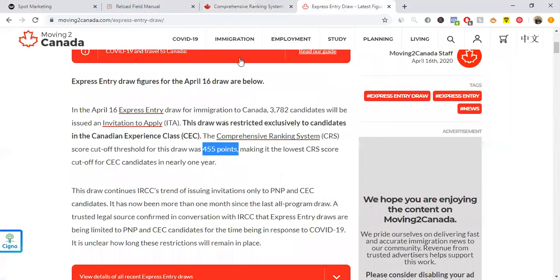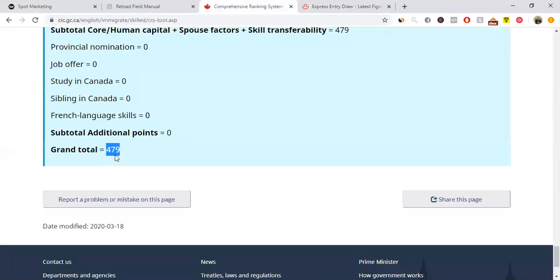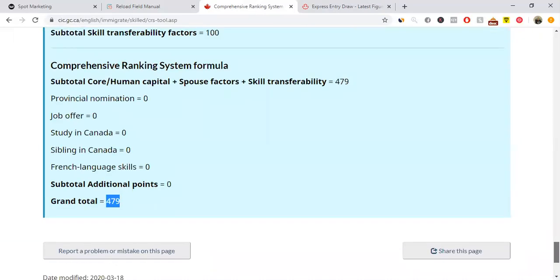And if you look at it here, the last Express Entry draw is what? 455. So with your 479 score, you can apply straight for the Federal Express Entry program to go to Canada. And that's the reason why your IELTS exam is very, very important.